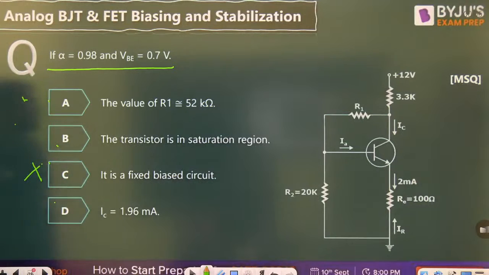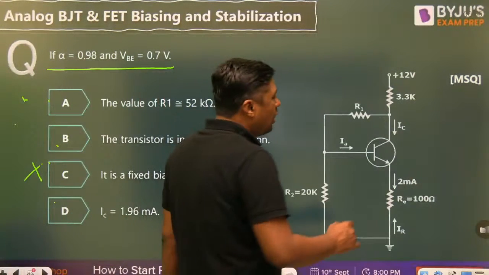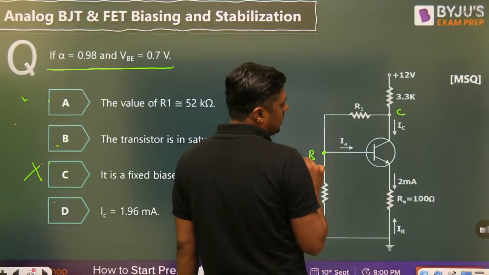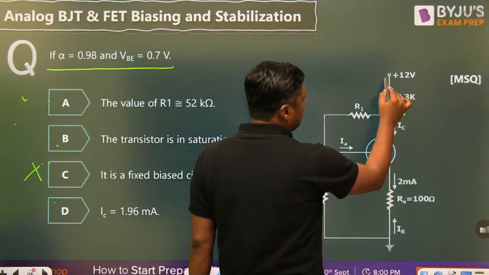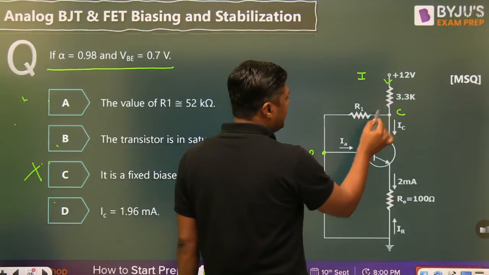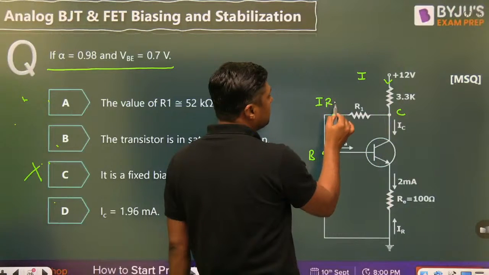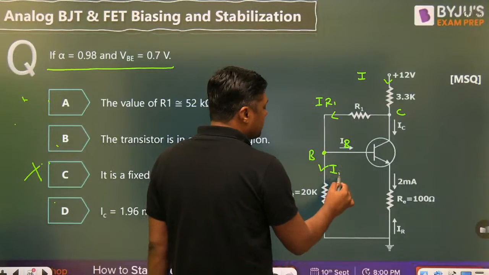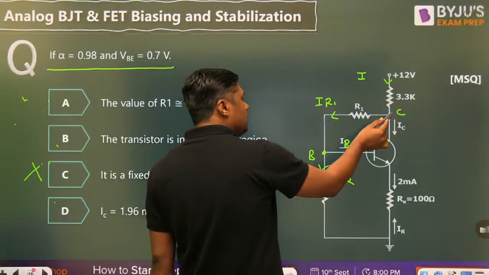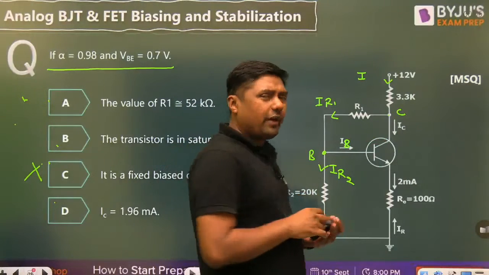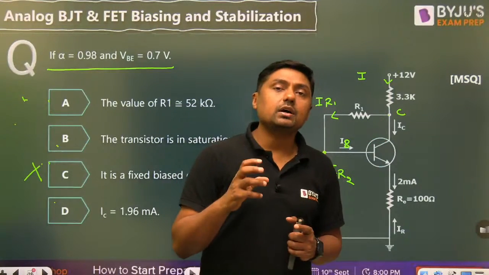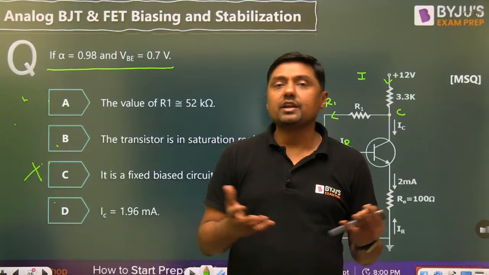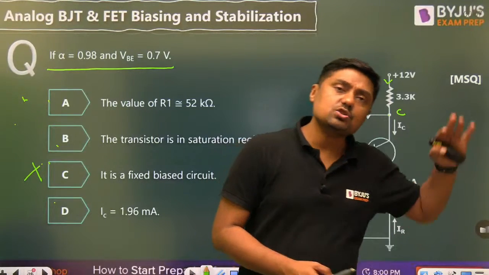Second, the transistor is in saturation region. Always remember, when the collector is connected to the base through any resistor, there will be a current I that is divided into two parts. Here the current is IR1. This current is divided into two parts, base current IB, and this current will become IR2. Means there will be a current from collector to base. When there is a current from collector to base, the collector is at higher potential than the base. Once the collector is at higher potential, the collector junction is reverse biased. So definitely it is not in saturation.